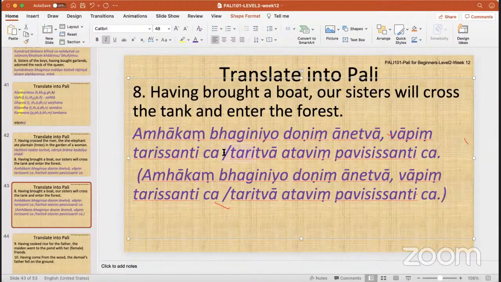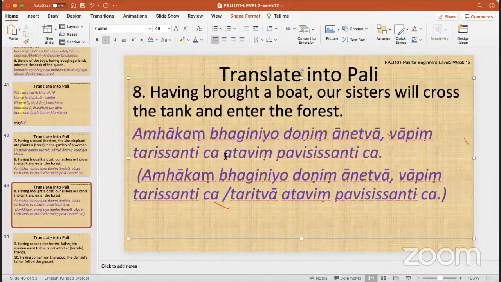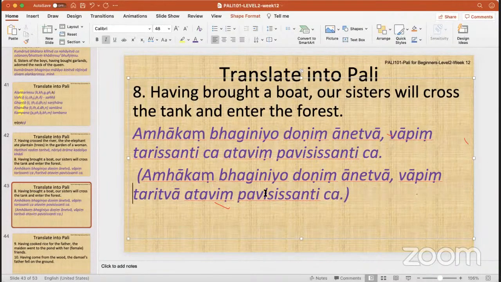Okay, pavis. So, amhakam bhaginyo dhoning anetva vaping tarissanticha ataving pavisissanticha. Okay, that is one way. And the other way is taritva ataving pavisissanti. This is another way. And we can actually have another way.